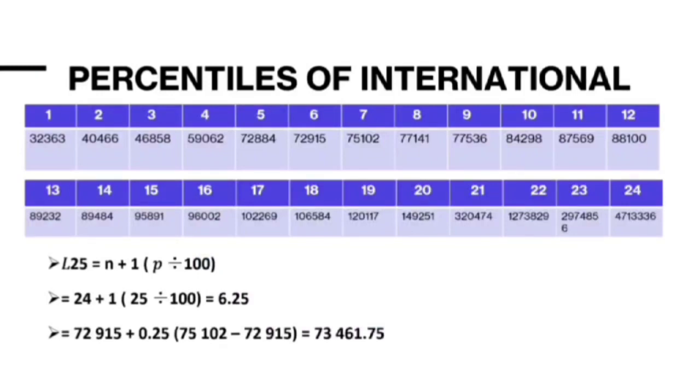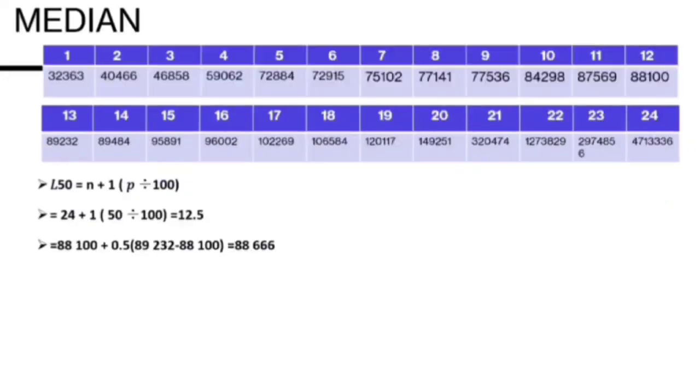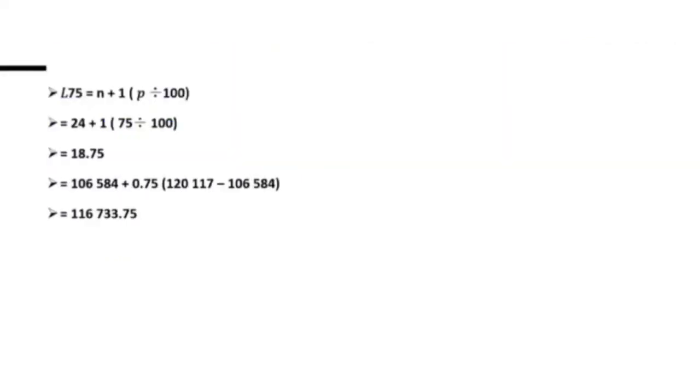I will calculate the percentile and box plot of the international airlines. We will use the same formula as for the domestic airlines. So when I calculate them, I will get 73,461.75. Calculating the median with the same formula, when I calculate them all, I can get 88,666. For the quartiles, I use the same formula as for the domestic airlines.